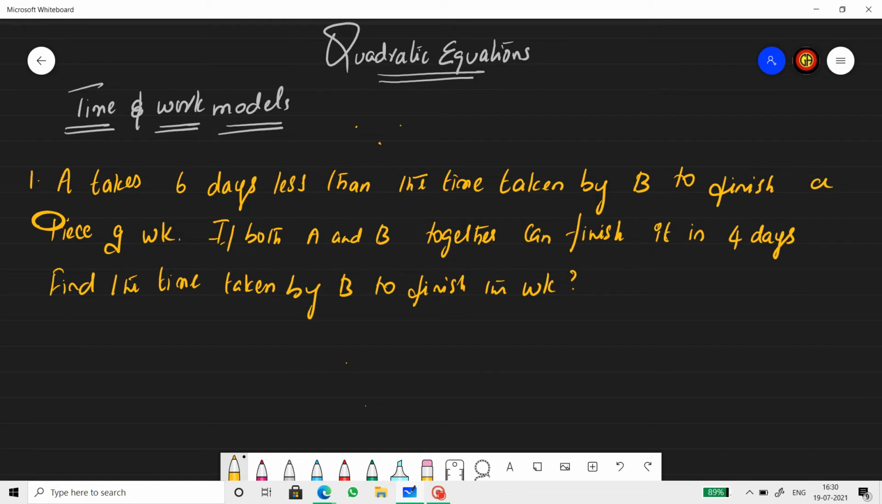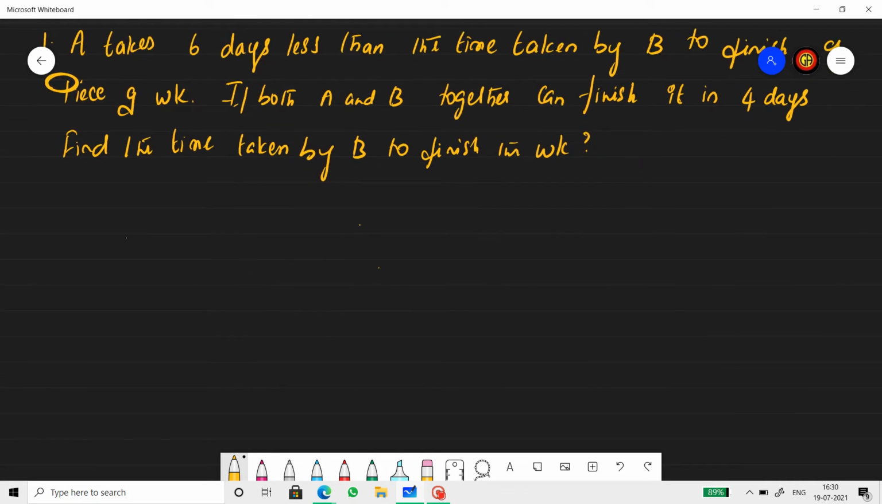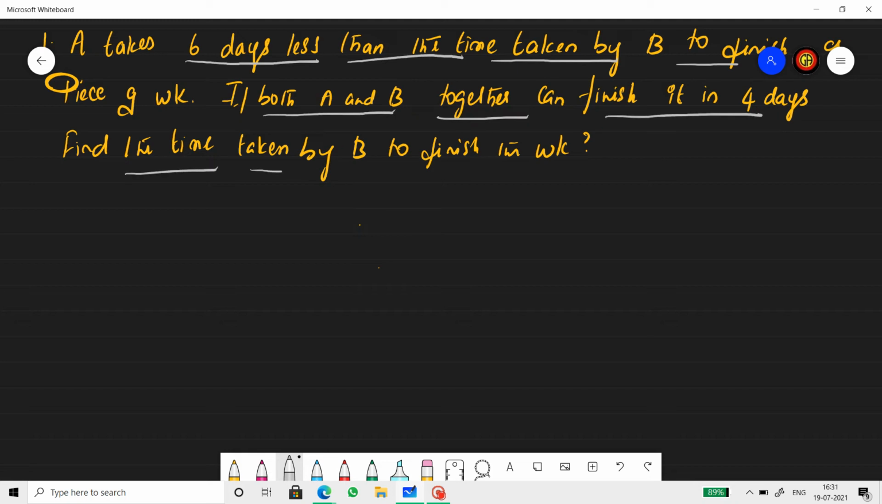First question. A takes 6 days less than the time taken by B to finish a piece of work. If both A and B together can finish a work in 4 days, find the time taken by B alone to finish the work.